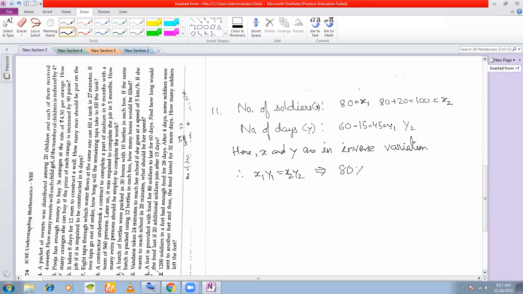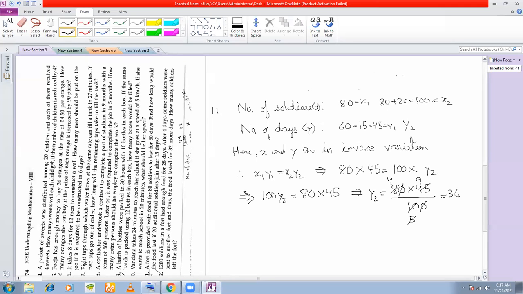So you have 80 into 45 is equal to 100 into Y2. It means 100 Y2 is equal to 80 into 45. Now if you divide both sides by 100, you get Y2 is equal to 80 into 45 divided by 100. Now you can cancel here. So 36. Y2 is 36 days.